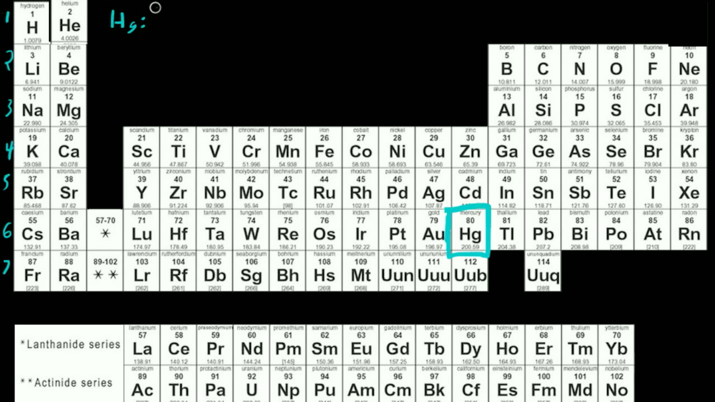So we start at the beginning: we have 1s2, 2s2, 2p6, 3s2, 3p6, 4s2. Now we're on 3d10, then 4p6. So we now, at this point, have an electron configuration similar to krypton.